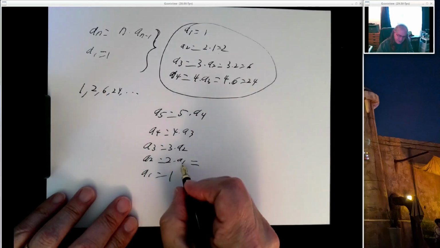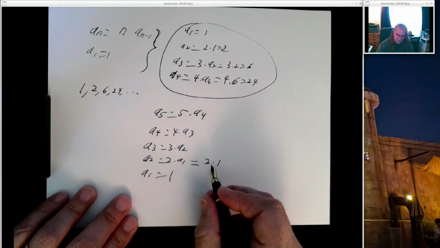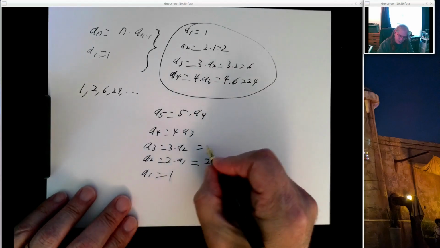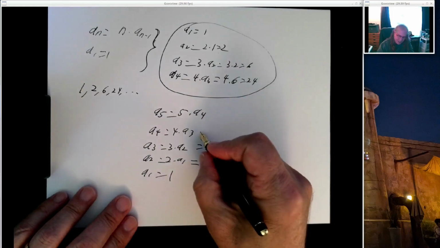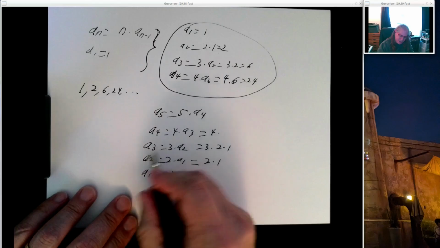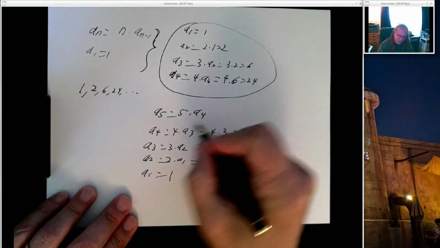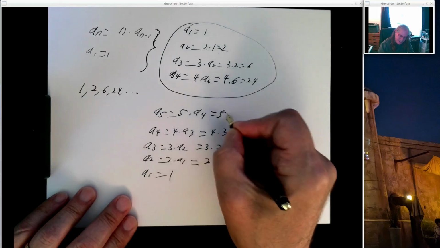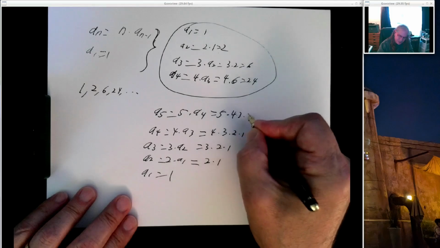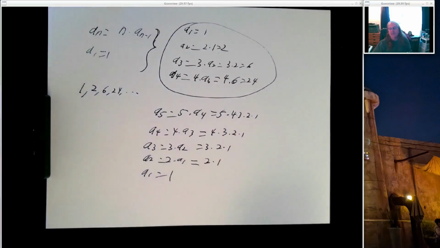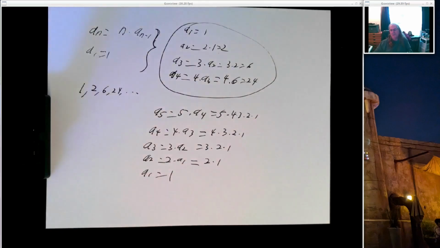So if this is 2 times a1, this is 2 times 1. So a2 is 2 times 1, which means a3 is 3 times a2, which is 3 times 2 times 1. a4 is 4 times a3, which is 4 times 3 times 2 times 1. And a5 is 5 times a4, which is 5 times 4 times 3 times 2 times 1. And now it's a little clearer what's going on. a5 is 5 times 4 times 3 times 2 times 1.